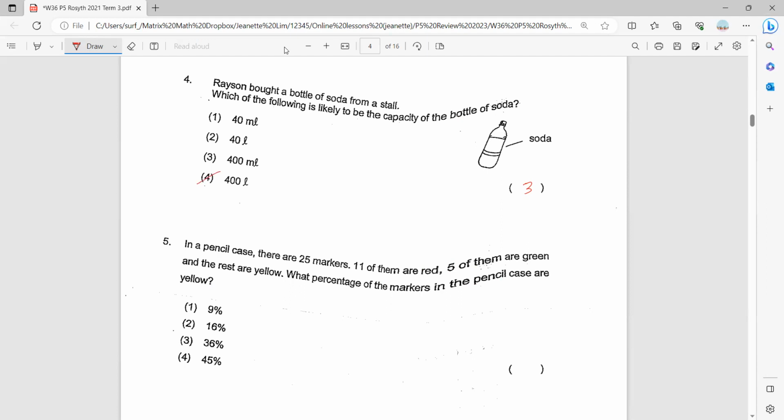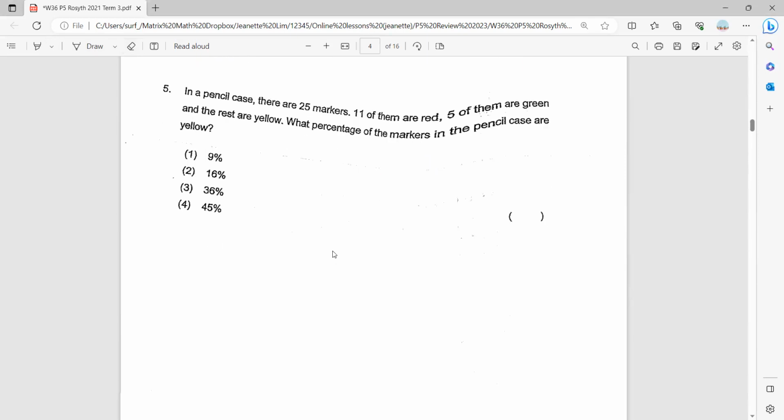So in comparison, the small soda bottle, right? It's usually about 500 ml. So the closest is 400 ml.